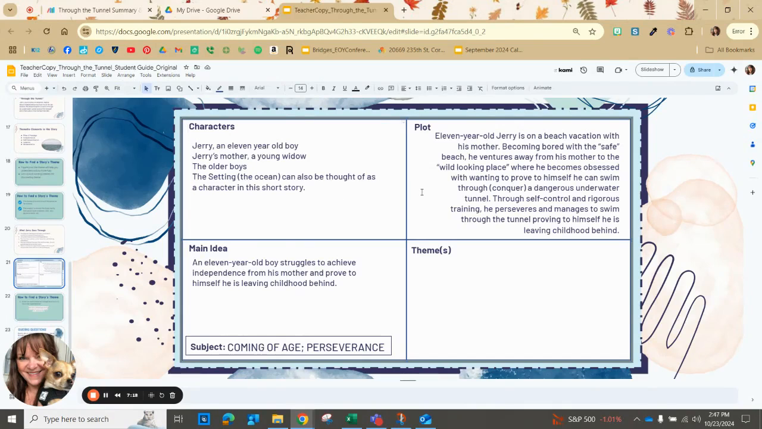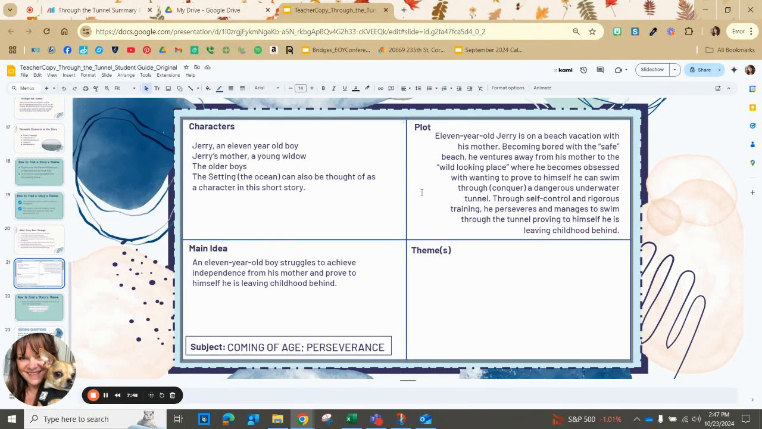Then we've got the plot, and that's just what happens in the story, not the theme. So I just want to separate that out again, and I'm trying to show you visually how that's not the theme. The plot is what happens in the story. That Jerry is on this beach vacation with his mother. He gets bored with being on this safe beach, this beach that kind of represents more of a childish thing to him, right? He's getting tired of that. He's growing out of wanting to stay on the safe beach.